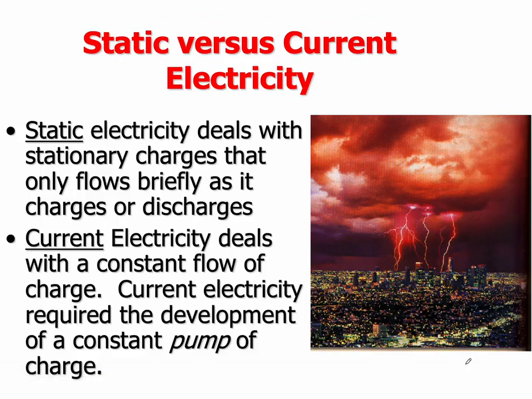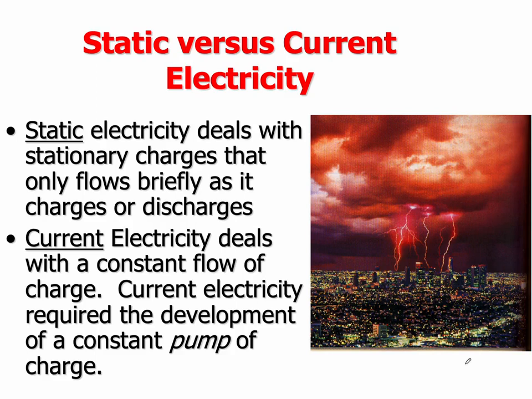We're going to move into the electricity unit today. Just a quick distinction. Normally, we would talk about static electricity and current electricity, and they're two different things. Static electricity deals with stationary charges that only flow briefly as it charges or discharges. Lightning in the picture here is an example. Also, if you walk across the carpeting and you get a shock when you touch a doorknob, that's static electricity.